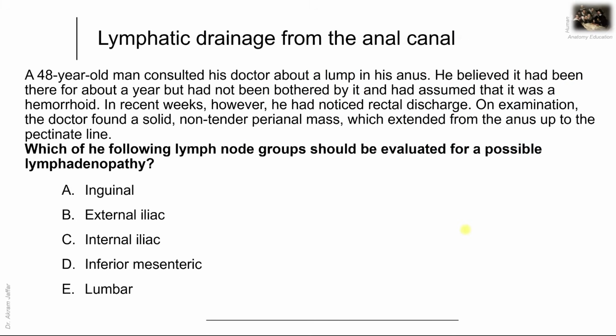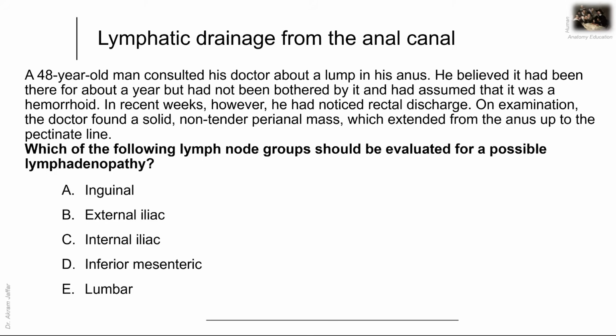In order to understand the lymphatic drainage of the anal canal, let's have this case. A 48-year-old man consulted his doctor about a lump in his anus. He believed it had been there for about a year but had not been bothered by it, and had assumed that it was a hemorrhoid. In recent weeks, however, he had noticed rectal discharge, and on examination, the doctor found a solid, non-tender perianal mass, which extended from the anus up to the pectinate line. It means that the mass is located in the lower part of the anal canal.